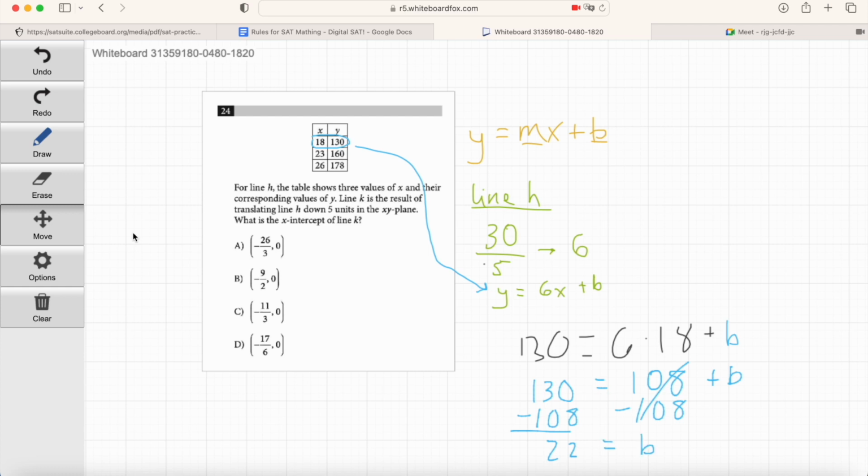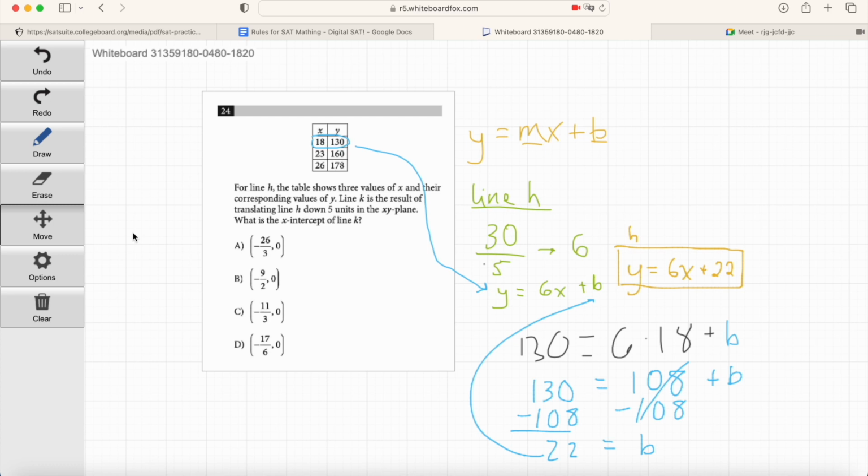So now we can plug that back into the equation up here. And here's our equation for line H. It's y equals 6x plus 22. Does that make sense why that's our equation for line H? Okay. That alone is very involved. We still haven't found the right answer yet. We don't even know the equation for line K yet. We're going to figure that out here in just a minute.